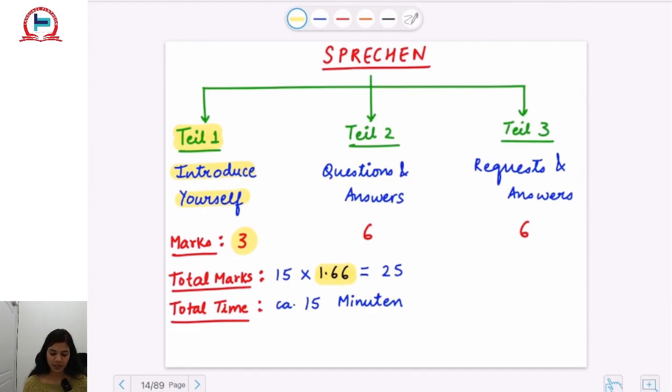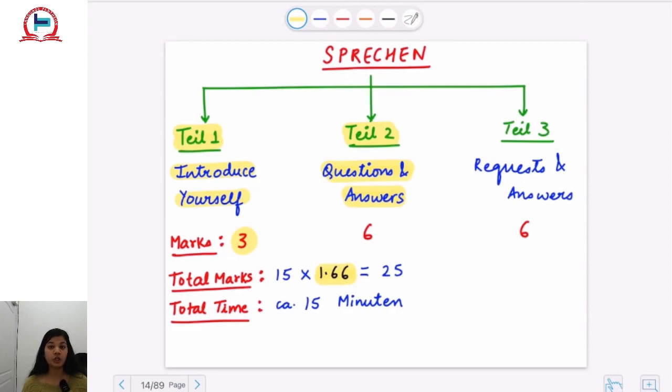All right. Moving on to Teil 2. First of all, Teil 1 is an individual exercise. You're just supposed to give your introduction. Teil 2 and Teil 3 are partner exercises, so there will be a partner. You will have to respond and ask your partner. So in Teil 2, there are questions and answers. That means you will have to formulate the question and your partner will answer, and then your partner will ask you a question and you will have to answer.